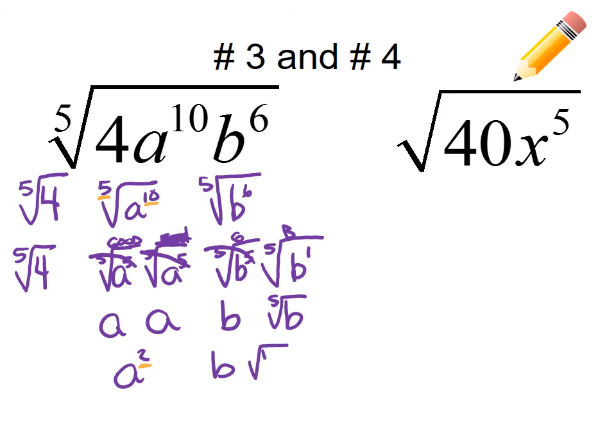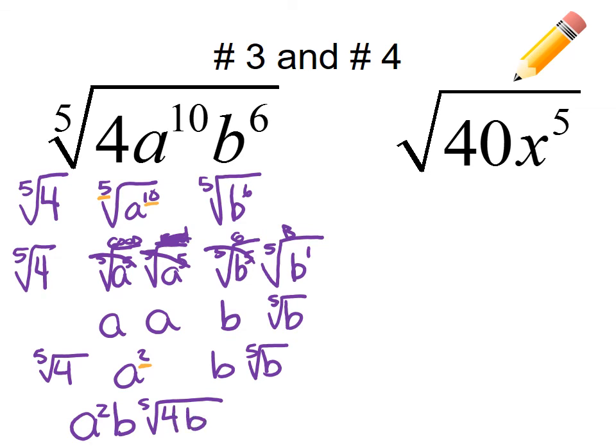I'm going to bring that down one more step so we have all of our values on the same line. The last step is just to reorganize. You just want to make sure if it doesn't have a root, it's out front, and if it does have a root, it's under the same root.